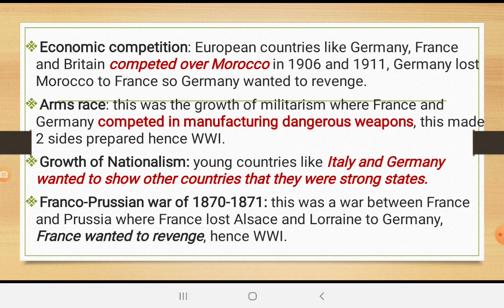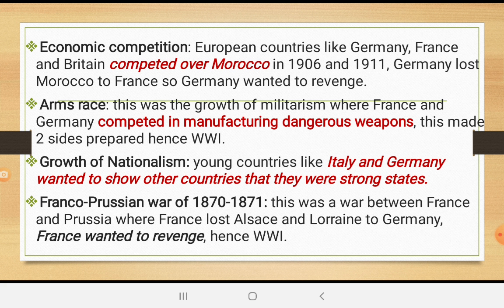Growth of nationalism. What is nationalism? Nationalism is a strong feeling, a strong love of your state, of your motherland, extreme patriotism, where you want your country to be strong over others.